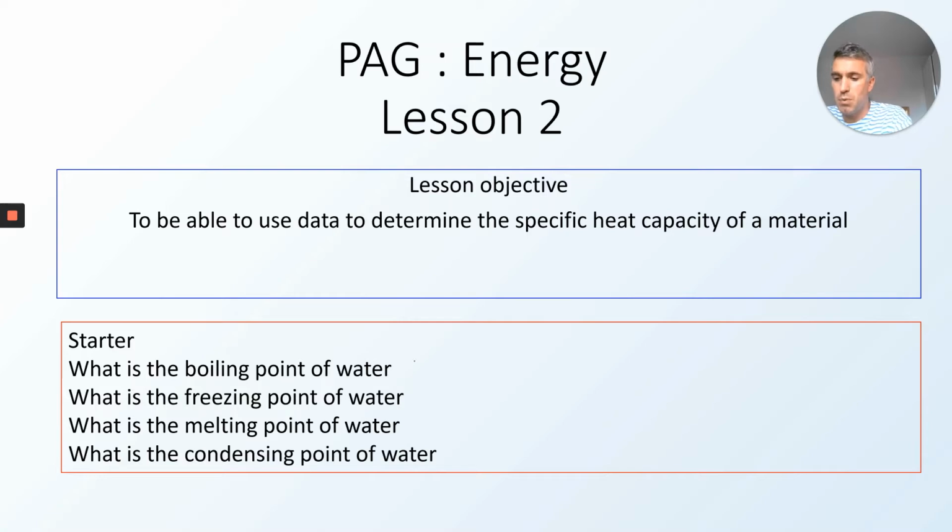What is the boiling point of water? That is 100 degrees. What is the freezing point of water? That is 0. What is the melting point of water? That's also 0. The melting and freezing are the same point. If you go any higher, they'll change state, or lower, but that is the change of state point. What is the condensing point of water? It is also 100 degrees. That's just dashes, not minus. It's not minus 100 degrees. That would be completely crazy.